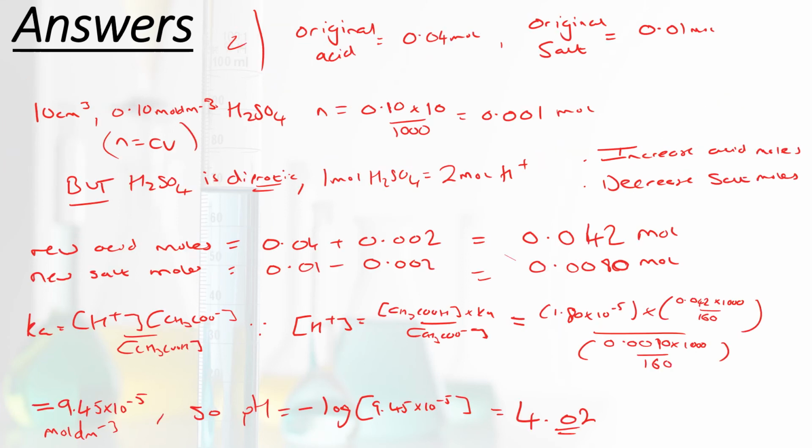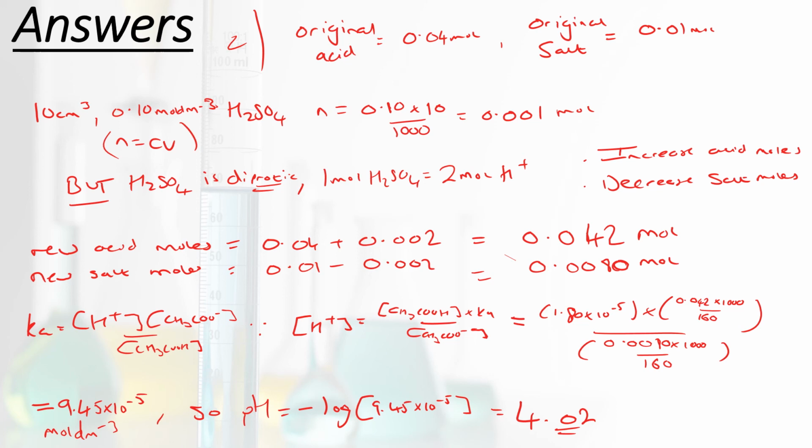The second part of the question looked at when we add some acid to this buffer solution. So remember that we have our original acid being 0.04 moles at equilibrium, and our original salt at equilibrium being 0.01 moles. We work out the moles of the acid that we have added.